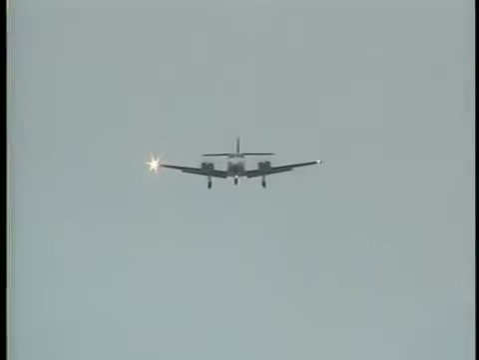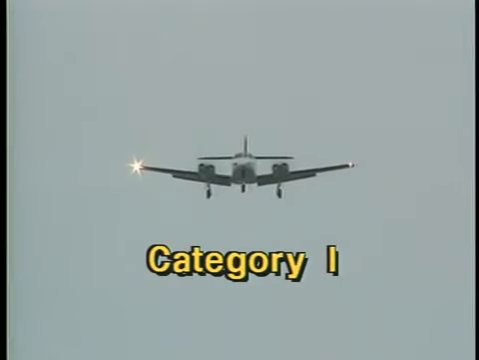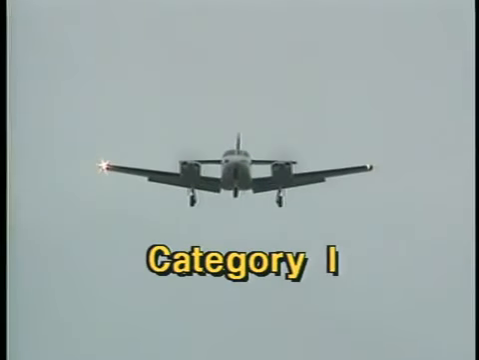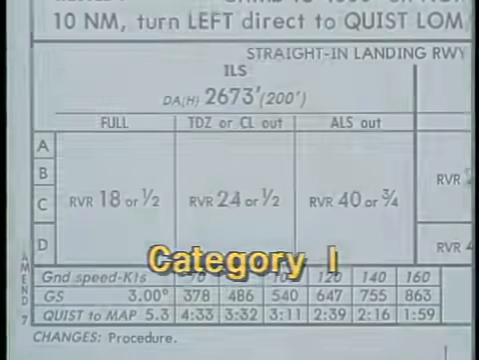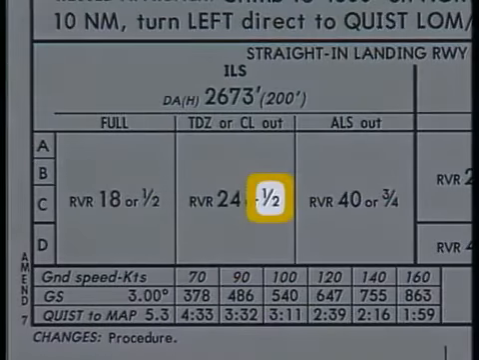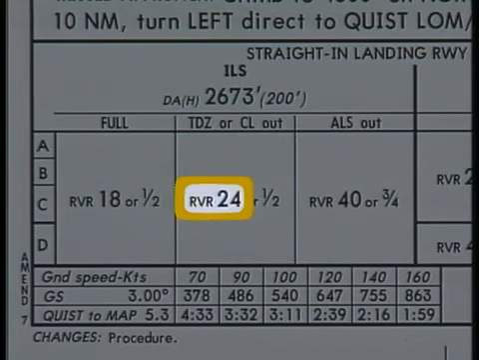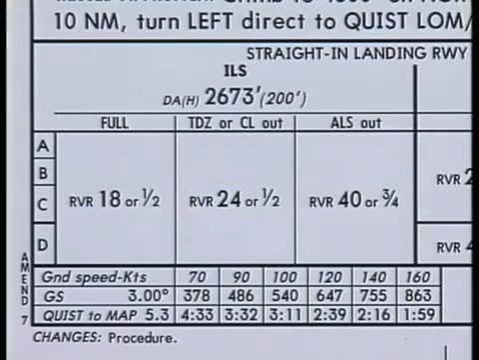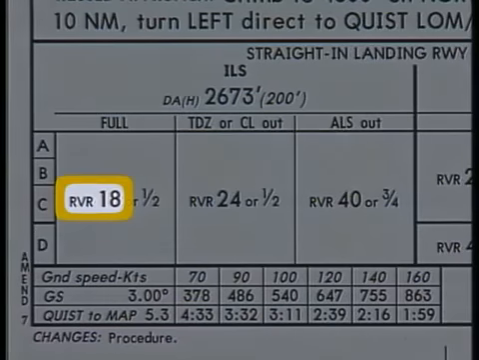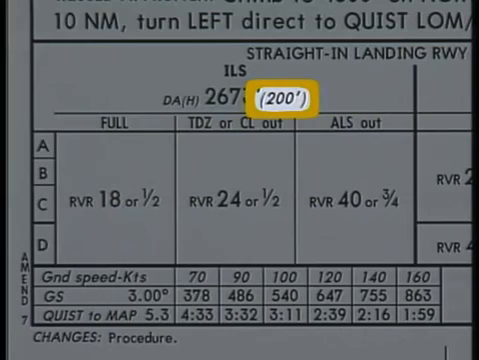The basic ILS is called Category 1. This type of approach is available for use by all current instrument-rated pilots. Normally, the minimum visibility is 1/2 statute mile, or an RVR of 2,400 feet. When centerline lights and touchdown zone lights are provided, the minimum visibility can be reduced to 1,800 feet. The decision height is usually 200 feet above the touchdown zone elevation.